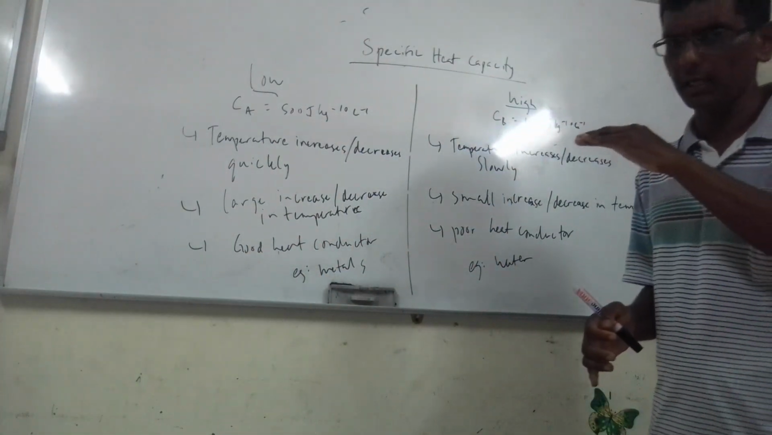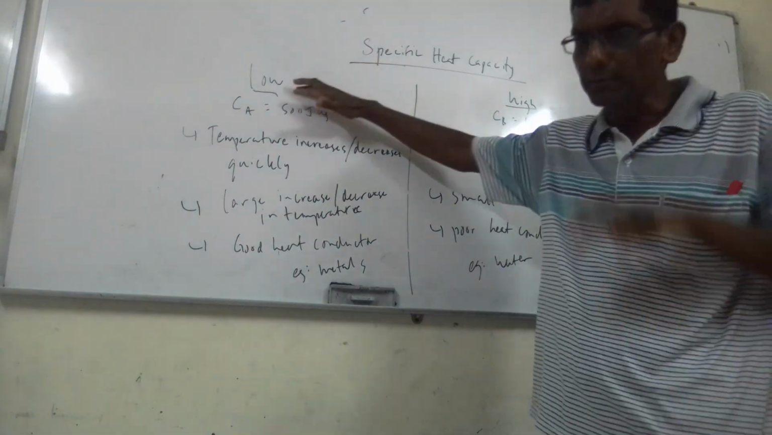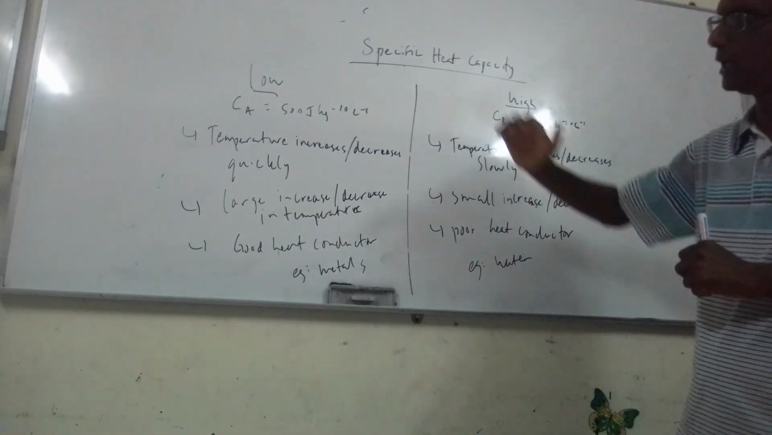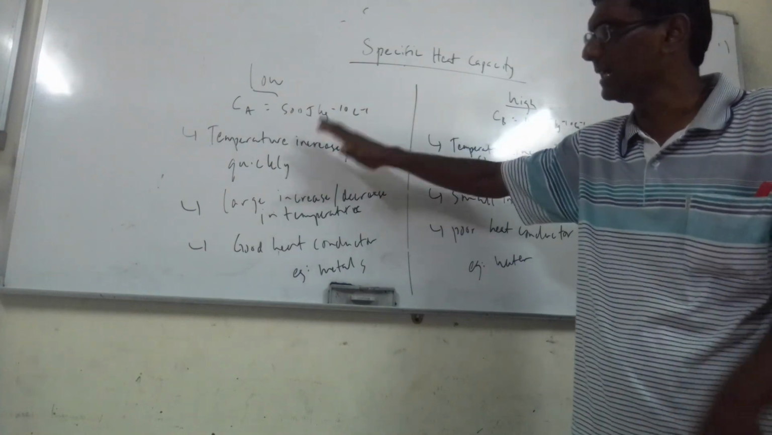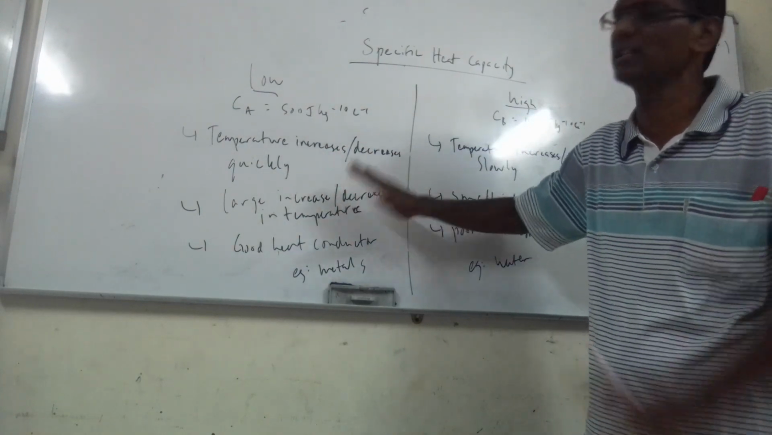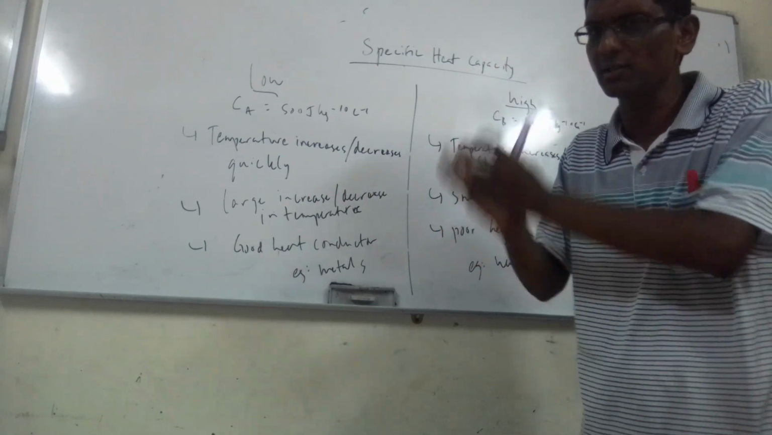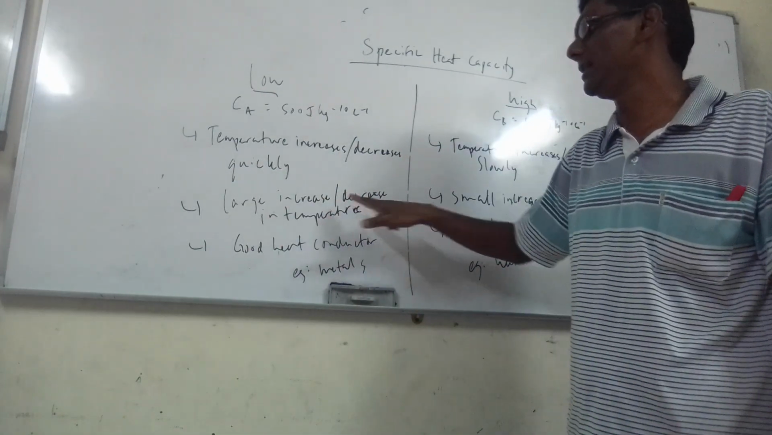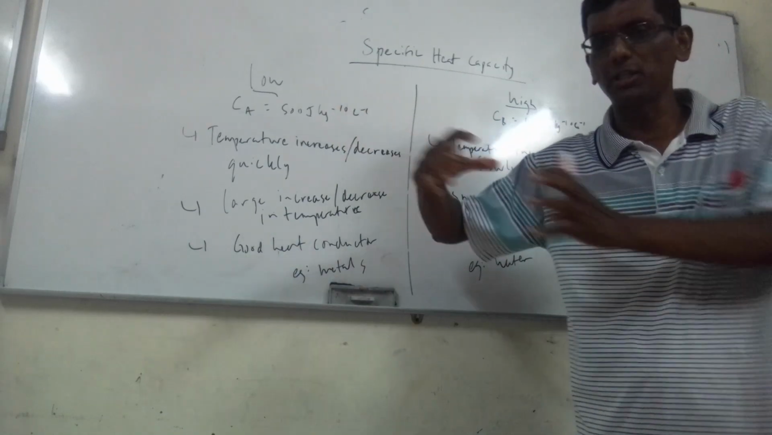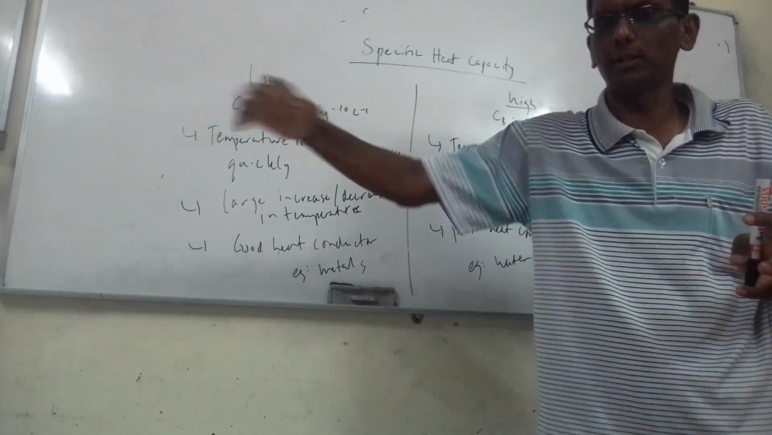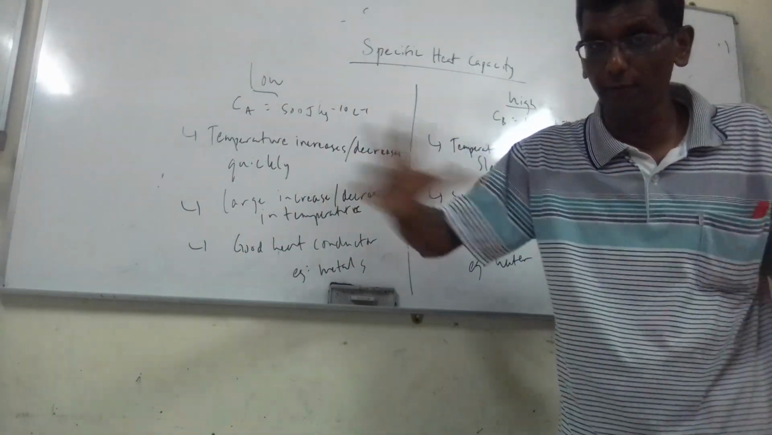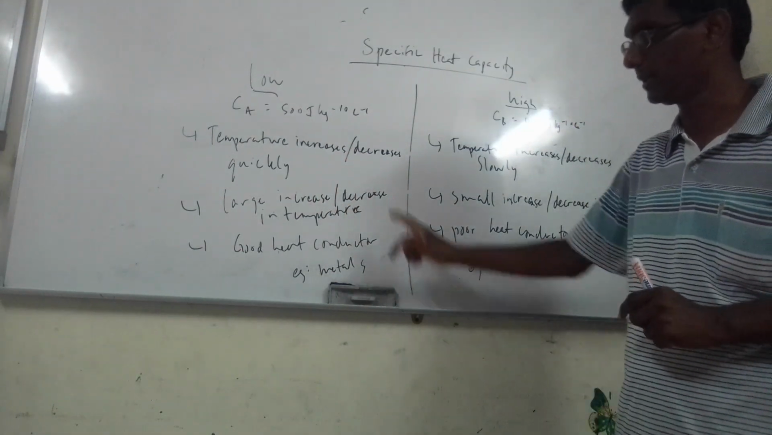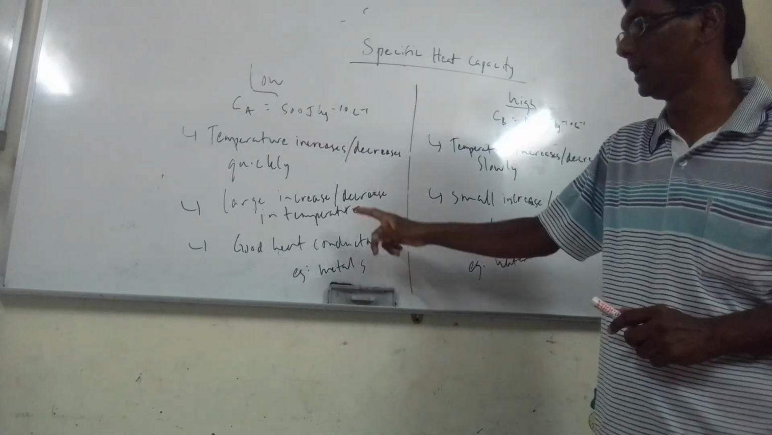I repeat again. The substance having low specific heat capacity: its temperature increases or decreases quickly, very fast, and there is a large change in temperature, a big difference between initial temperature and final temperature. That is called a low specific heat capacity material or substance.